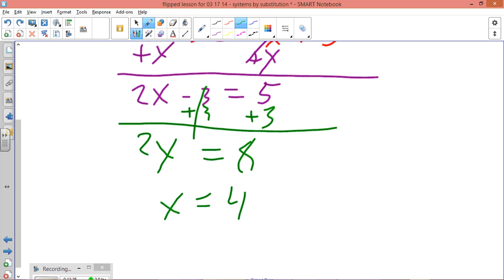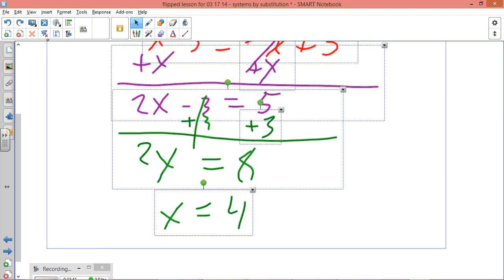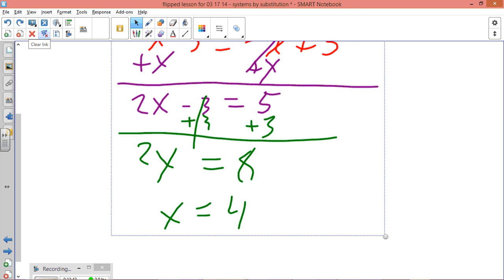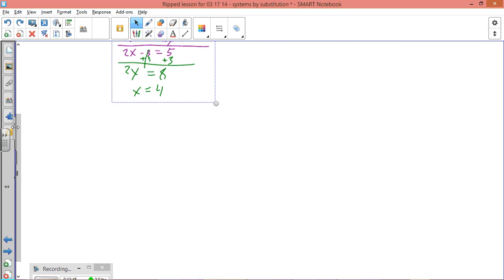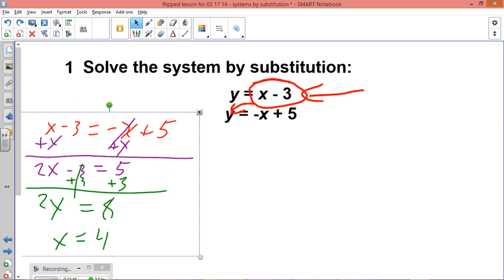Great. I'm not done yet, though, so I'm going, oops, that's not what I meant to do, clearly. I'm going to take everything, group it, and shrink it all down so I can come back up, and I'll bring it back. But I now have x equals 4.